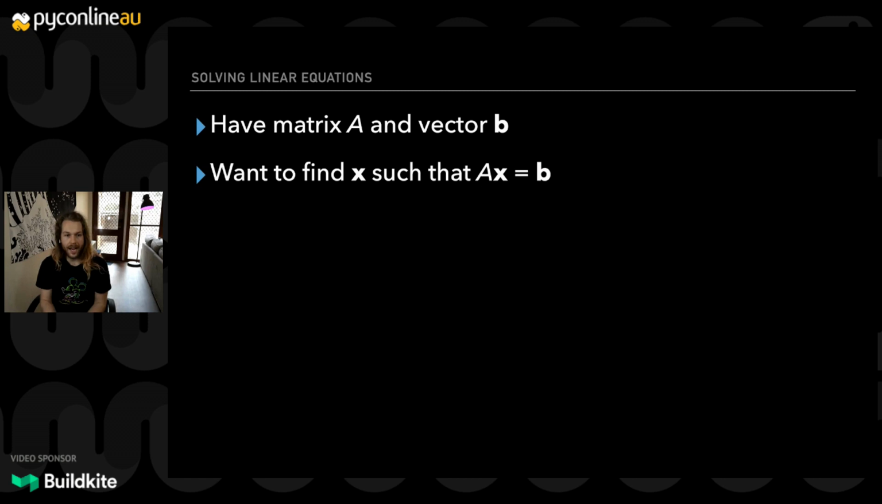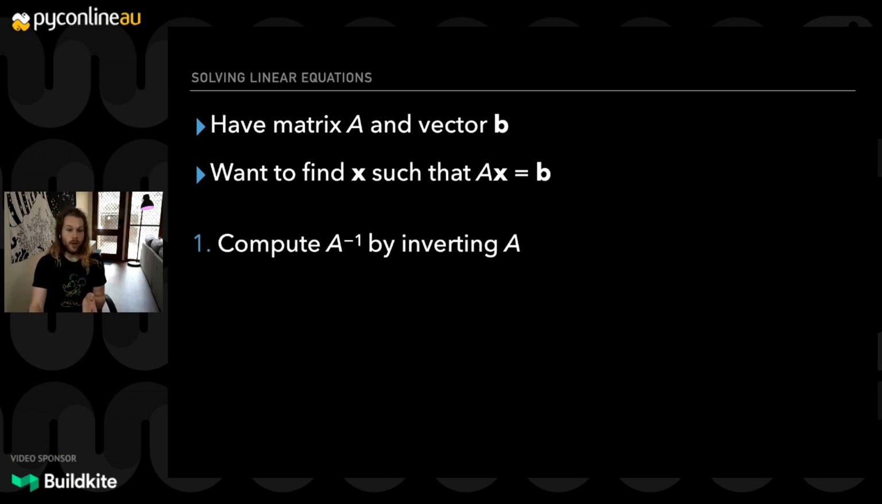Okay, so how do we solve linear equations? We have a matrix A and a vector b. We want to find x to satisfy Ax = b. Well, one way to do it is we can take A and invert it. So compute A inverse, and that's itself a matrix. And then we can just do matrix-vector multiplication to find x.